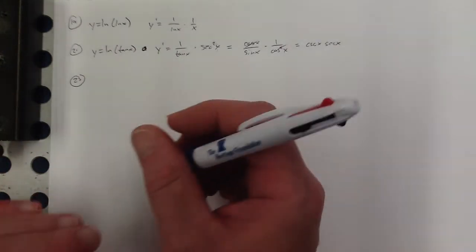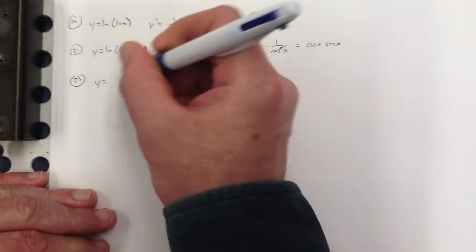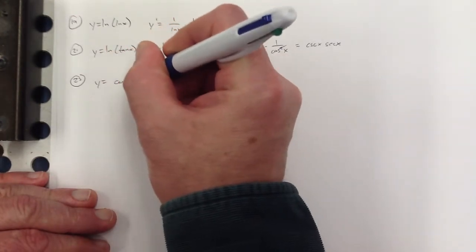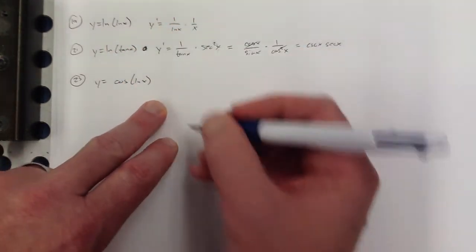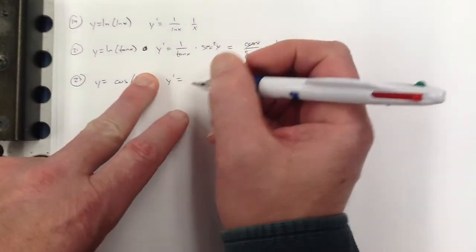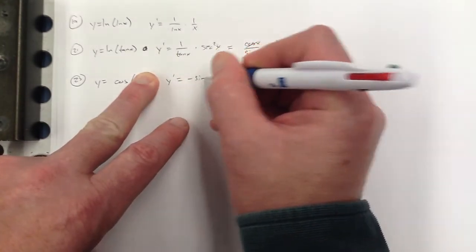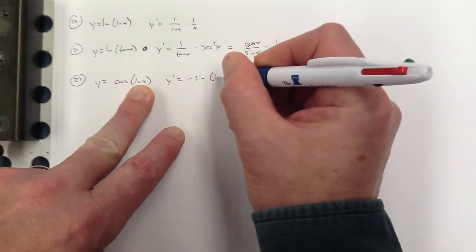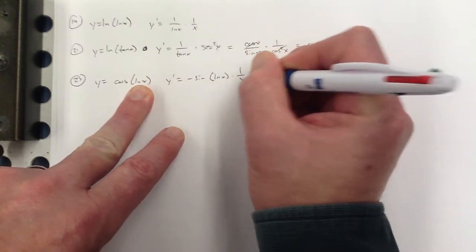Cosine of natural log x. How about that? Cosine of natural log x. Let's see. The derivative of cosine of whatever is negative sine of whatever times the derivative of what's inside.